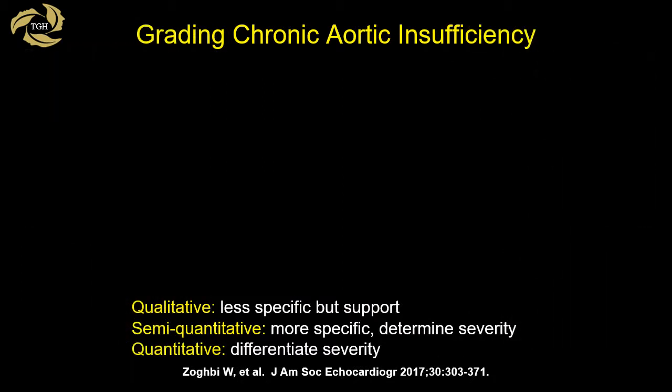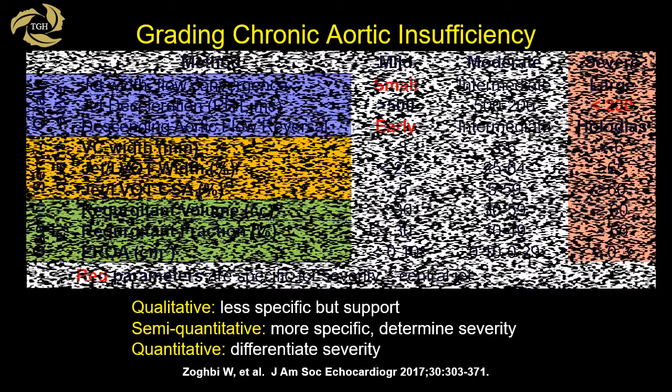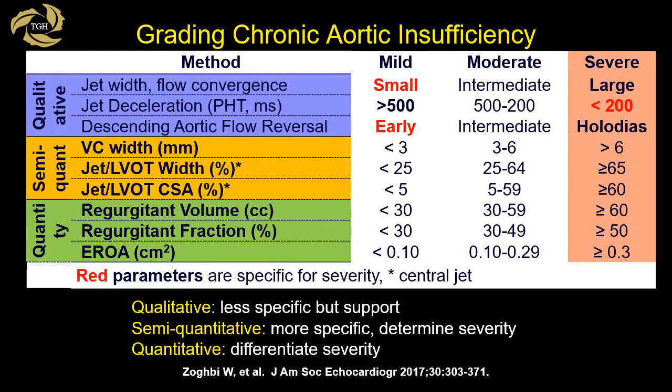Current guidelines grading AI severity use a multimodal approach that involves integrating qualitative, semi-quantitative, and quantitative data. The most common techniques include measuring pressure half-time, vena contracta width, jet velocity divided by the left ventricular outflow tract width, and descending aorta flow reversal. Quantitative measures are less often performed, but can be attempted.